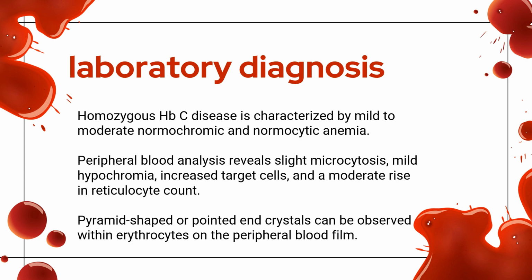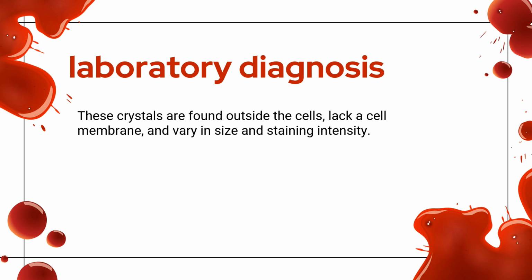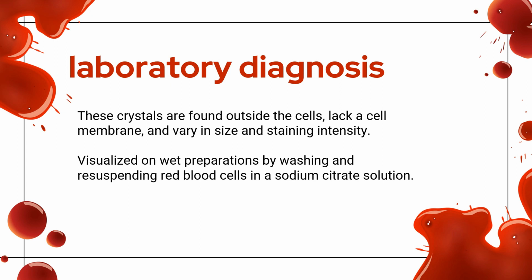One characteristic feature of hemoglobin C is the presence of pyramid-shaped or pointed-end crystals within the erythrocytes on the peripheral blood film. These crystals are often found outside the cells and lack a cell membrane. Some cells may contain concentrated hemoglobin within the crystal boundaries. These crystals vary in size and appear deeply stained. They can be visualized on wet preparations by washing and resuspending red blood cells in a sodium citrate solution.